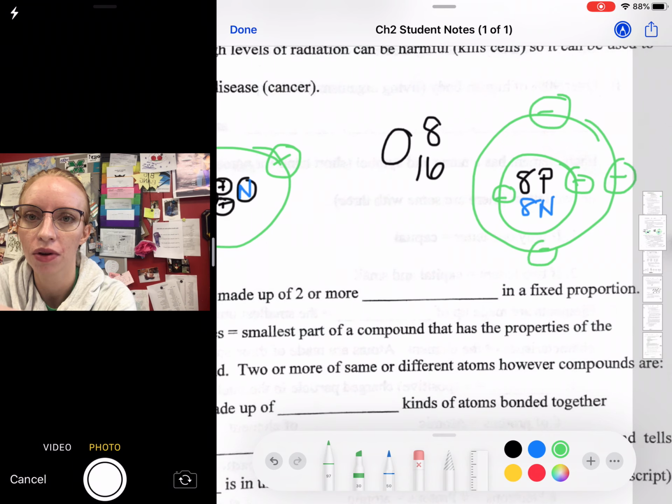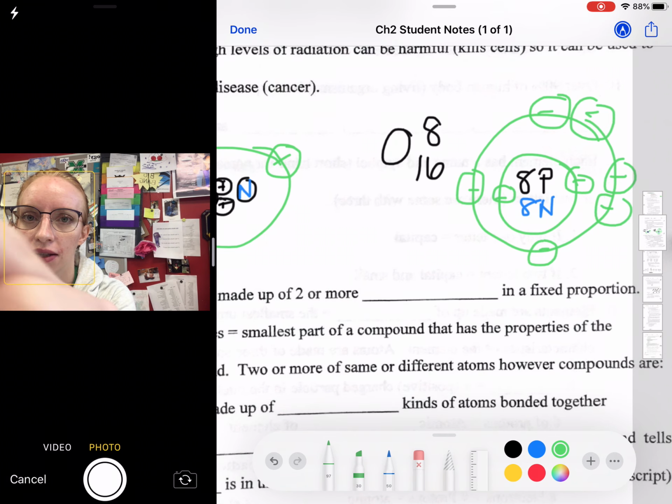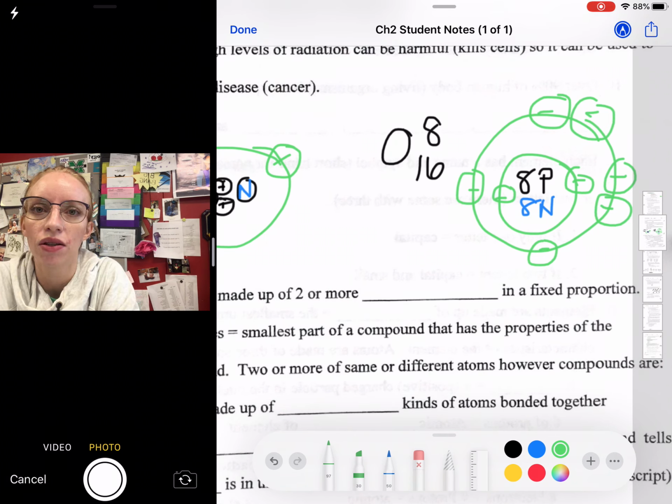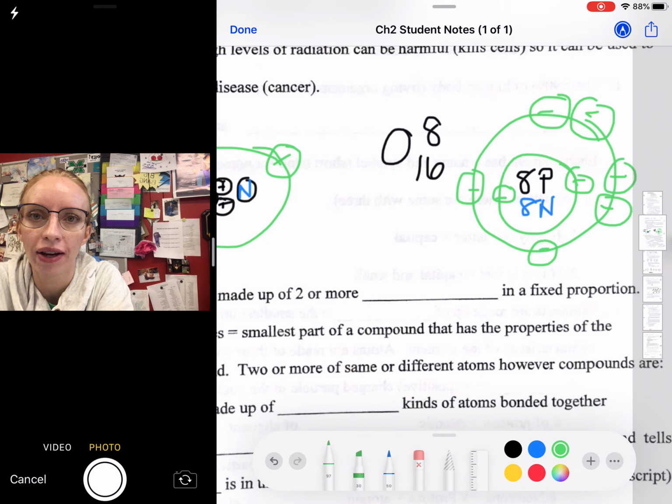1, 2, 3, 4, 5, give them a buddy, 6. So it has 6 electrons in the outermost shell. And what's important about that is the outermost shell is what affects how it bonds, how reactive or not reactive it is.